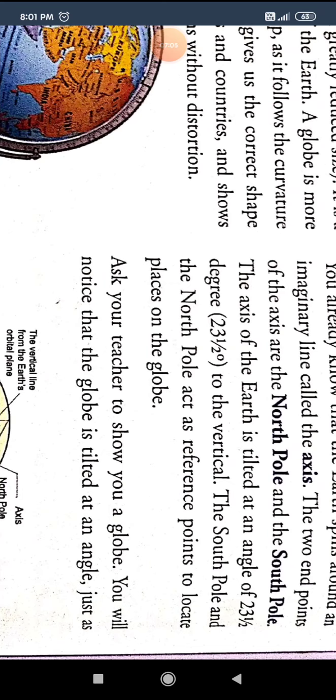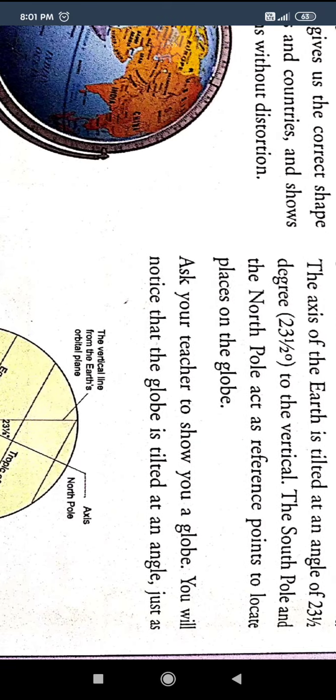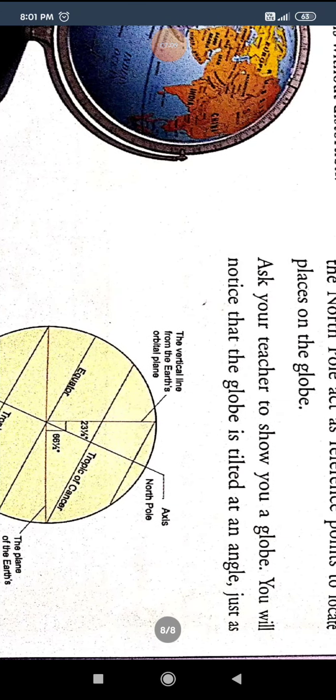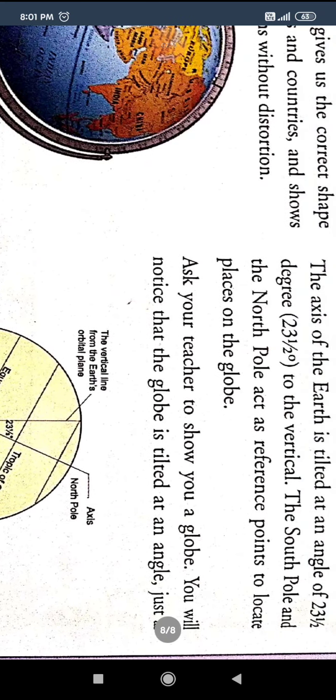And the south pole and the north pole act as the reference points to locate places, as given in this picture. Okay, so the north pole acts as a reference point to locate places on the globe.